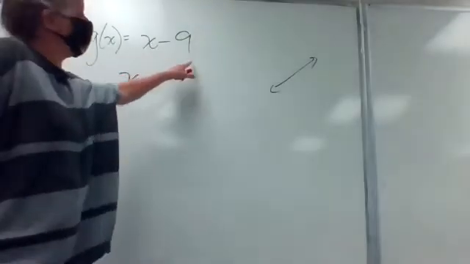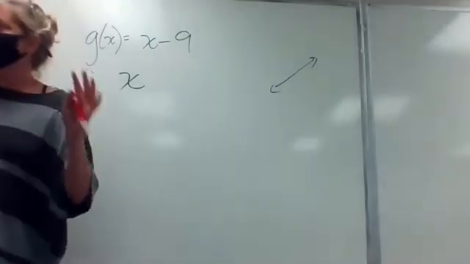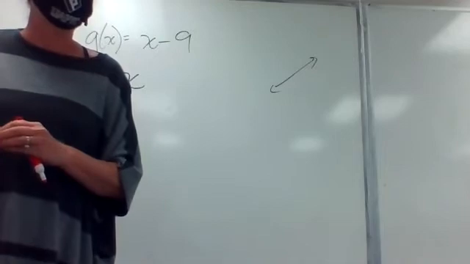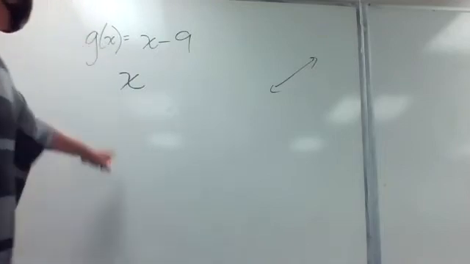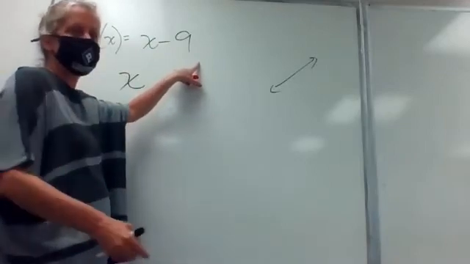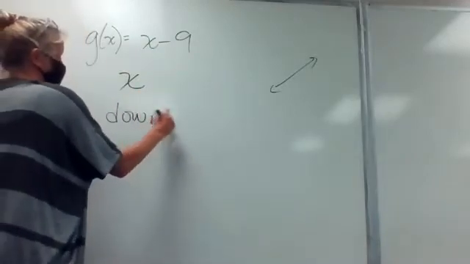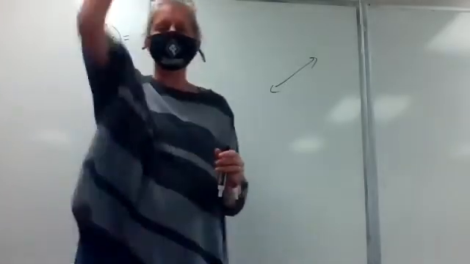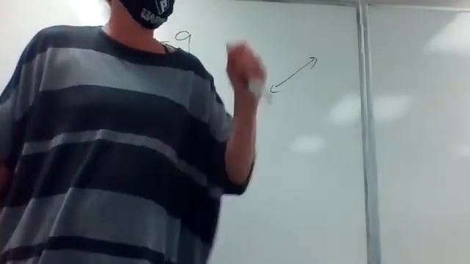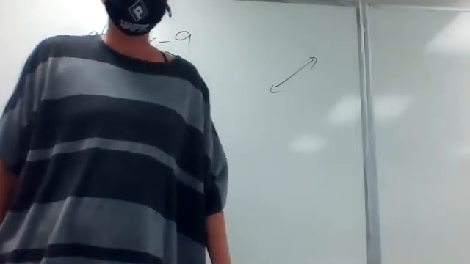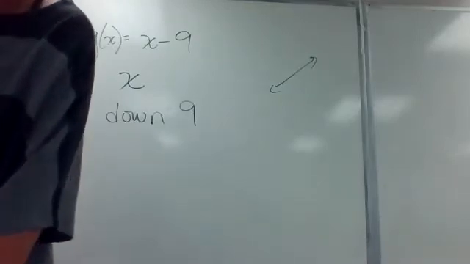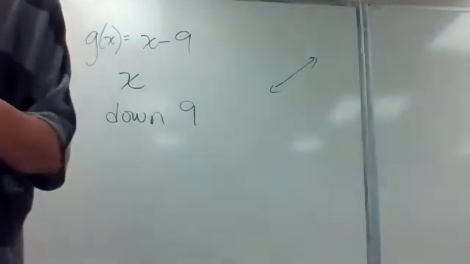Is this minus 9 inside any kind of parenthesis or anything? No, which means it's an outside number. So where is this line going to be shifted? Since that's minus 9 on the outside, down 9, right? Because outside numbers shift you up and down, but this time you go with what the sign says. So you put it down to negative 9. Right.